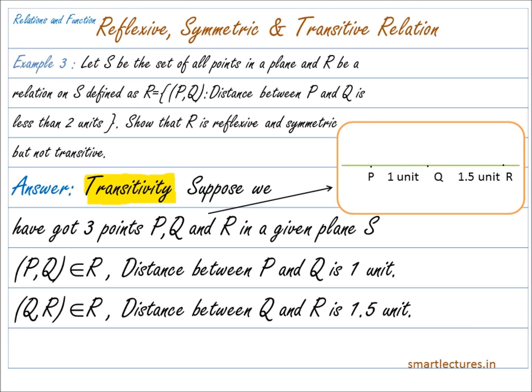Now the distance between P and Q is 1.5 unit and the distance between Q and R is 1.5 unit. And now if I ask you what's the distance between P and R, you can see 1 plus 1.5, it is 2.5, but that is not less than 2 units. So if (P, Q) belongs to R and (Q, R) belongs to R, then that doesn't necessarily mean that (P, R) also belongs to R. That means R is not transitive on S.